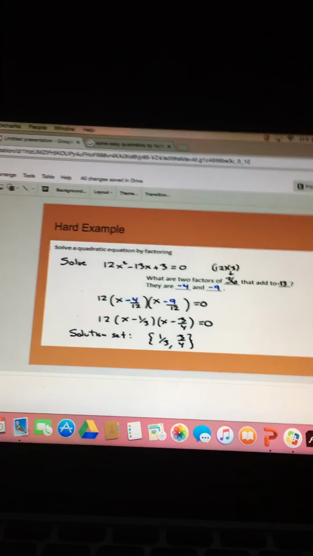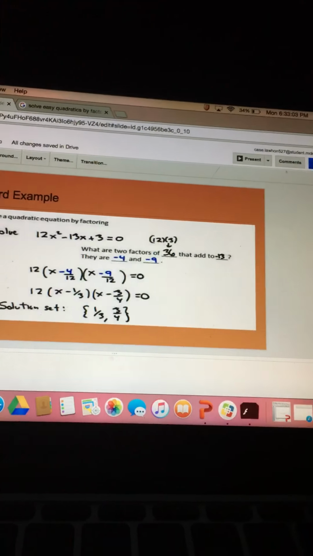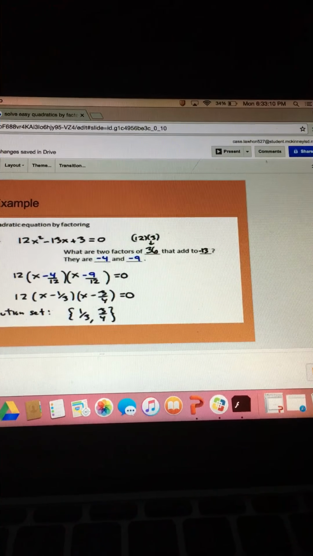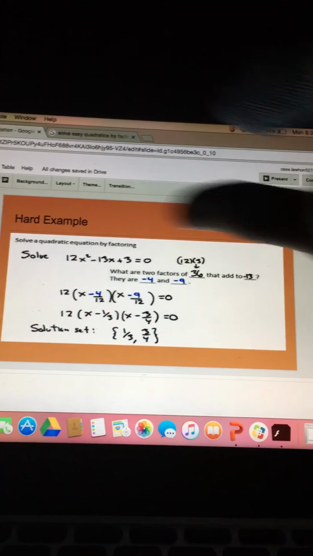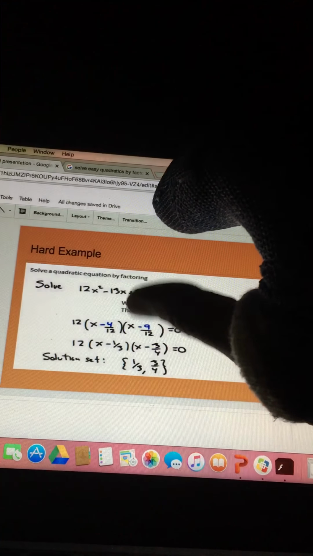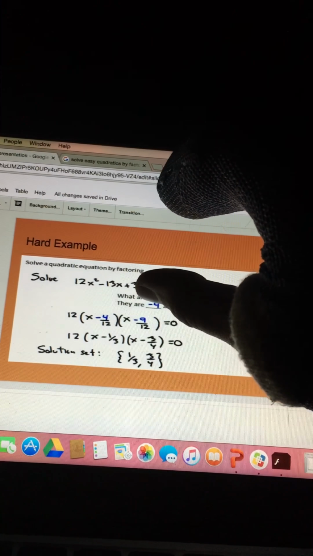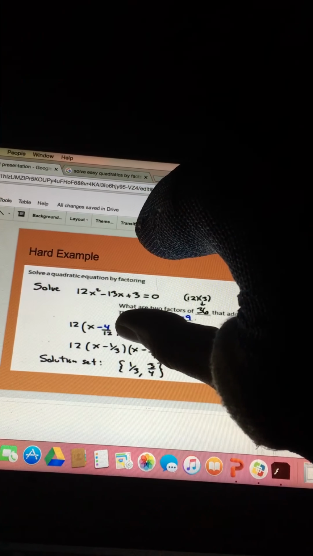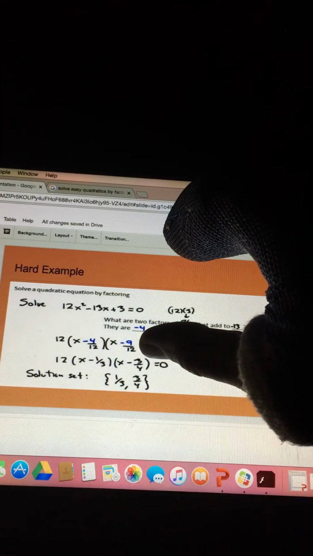So what you're going to do here is get your 12 distributed down, and you're going to get (x minus 4) and (x minus 9). And with those numbers, you're going to divide them by 12 because you have a 12 here that needs to be divided by this negative 4 and this negative 9, and you equal 0. So when you divide negative 4 by 12, you're going to receive negative 1/3. When you divide negative 9 by 12, you're going to receive negative 3/4.